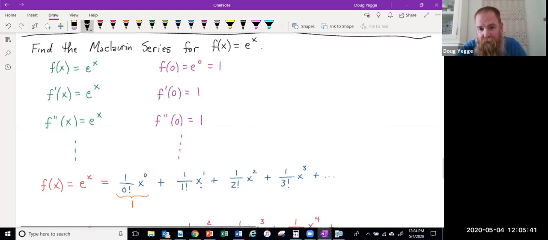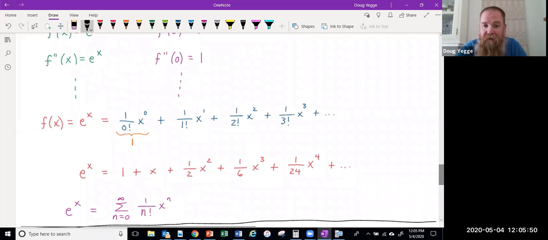1 over 1 factorial x to the first, 1 over 2 factorial x squared, 1 over 3 factorial x cubed. So notice that this does not miss any terms. This actually has all of the terms involved. So e to the x is nothing more than just a sum. It's not an alternating series this time. E to the x is just a sum of multiple terms where the power matches the factorial in the denominator. And so e to the x is actually one of the easiest ones. 1 over n factorial, x to the power of n.